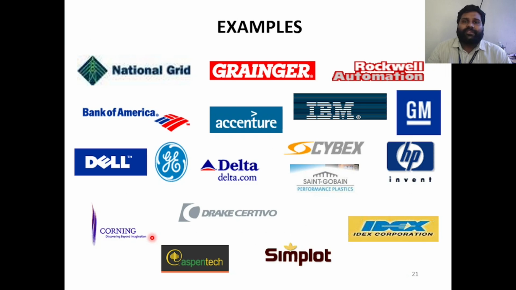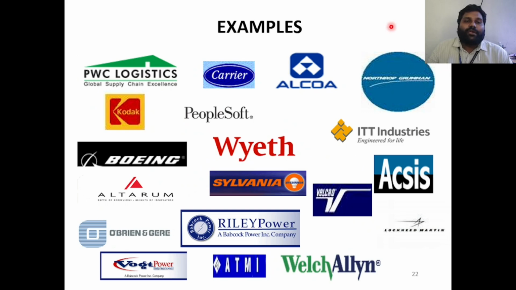So a few examples over here. One of the best examples, we have seen Dell, right? So Dell, GE, Accenture, GM, HP, IBM, Rockwell Automation, one of the biggest automation companies. These are the various companies which have gone global. A few more are there: Kodak, we have seen Boeing, we have seen that.